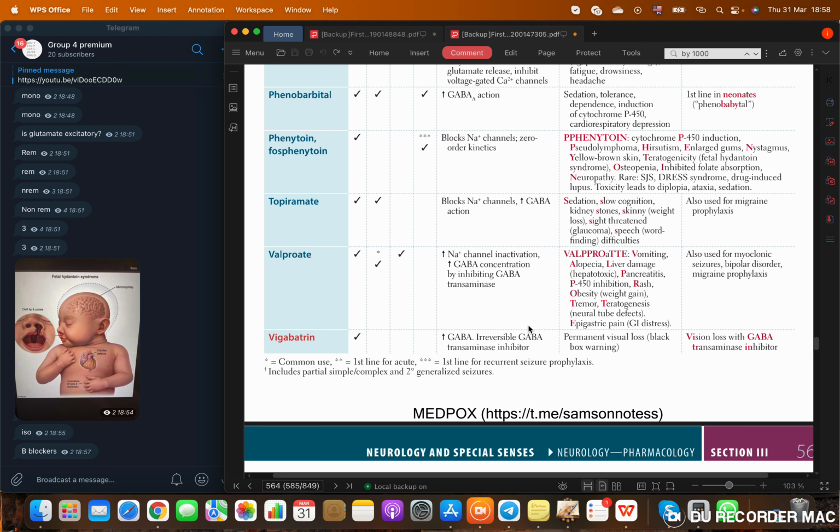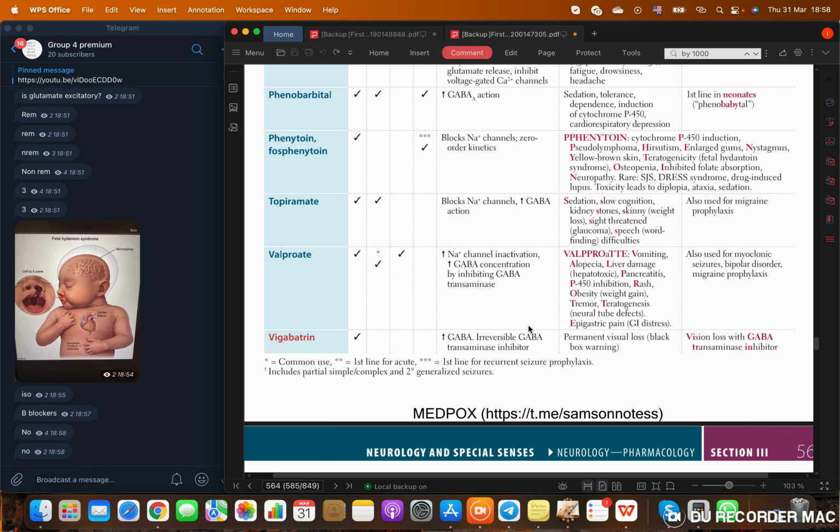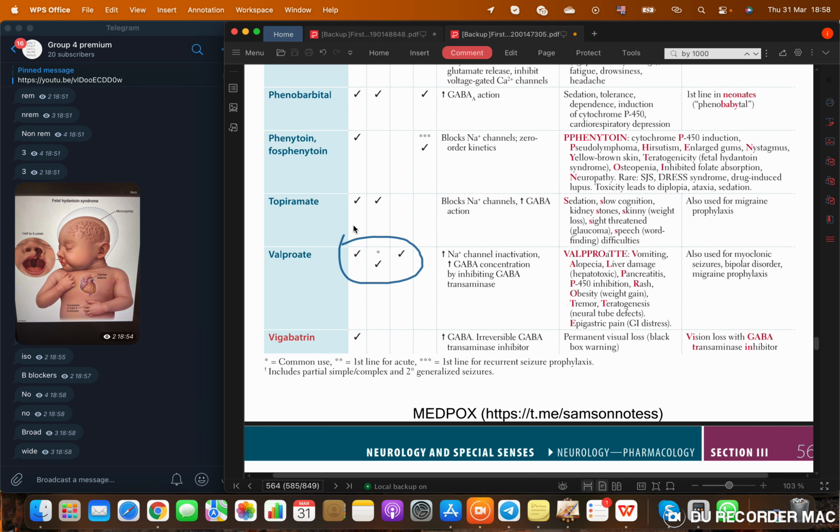Do you think this drug is commonly used? Really long side effects. Well, here's the idea. It's so commonly used. Neurologists tend to consider it the number one drug. Do you know why? Because of this. It works on everything, okay?